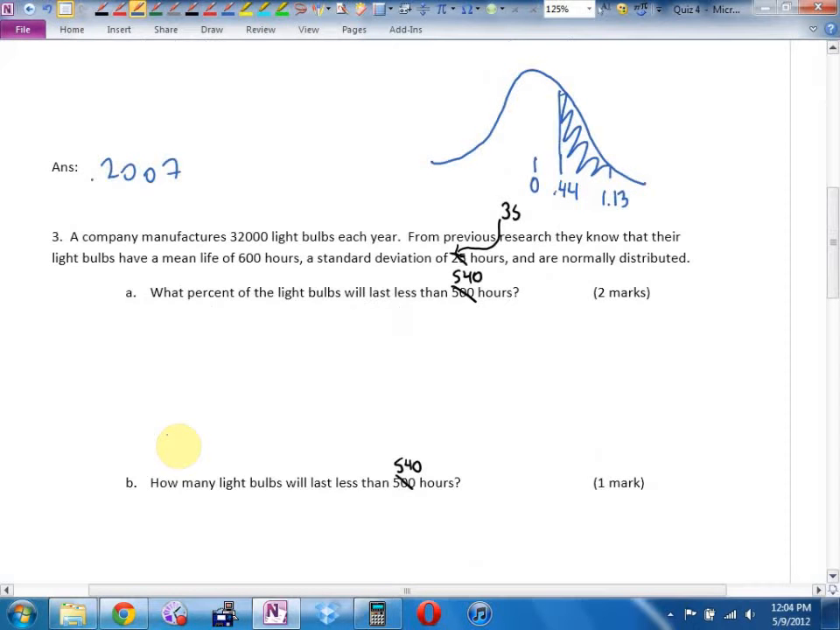And then remember, we changed these numbers because I was doing the math in my head and I realized suddenly the numbers were too small for your calculator to display. So we changed them to this. What percent of the light bulbs will last less than 540 hours? So it's going to look like this. The mean is 600. 540 could be over here somewhere. And they want less than.